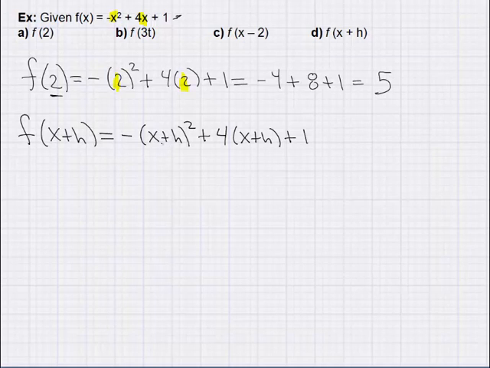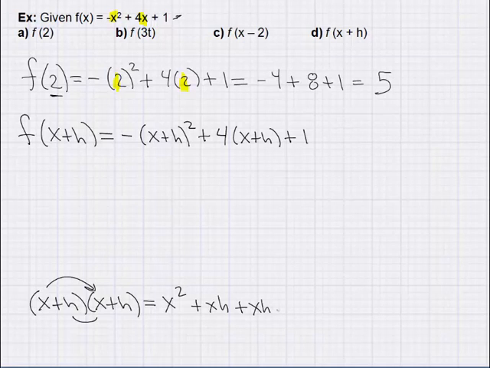Now if I'm going to square x plus h, I can't just square the x and square the h. This is x plus h times x plus h. So if we do a little bit of side work here, I'll do x plus h times x plus h. Okay? That would be x plus h squared. So if I distribute this out, I get x squared. I'm going to get an x times an h, another x times an h, and I'm going to get an h squared. So I have x squared plus 2xh plus h squared.